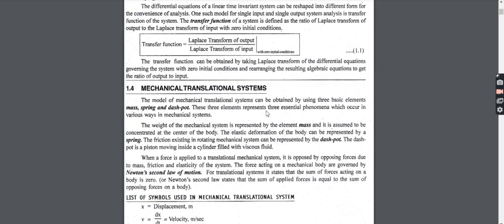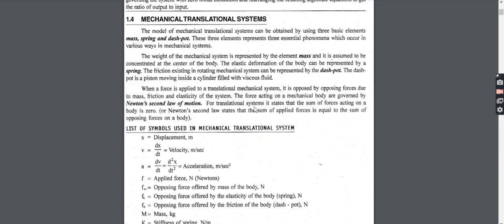With this knowledge, we'll move to the mechanical translation system and model it. A translation mechanical system moves along a straight line. These systems mainly consist of three basic elements: mass, spring, and dashpot. Before delving into this topic, let's cover some basics. If a force is applied to a translation mechanical system, it is opposed by opposing forces due to mass, elasticity, and friction of the system.